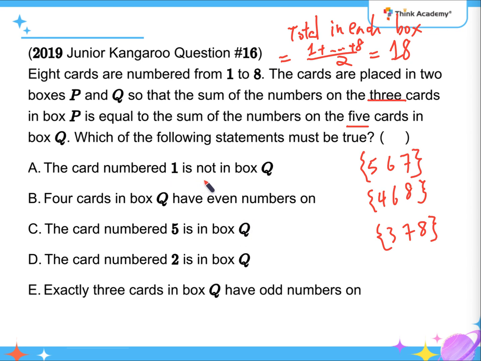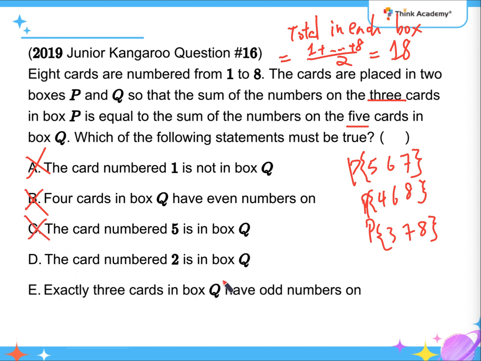The card numbered 1 is not in box Q. So these are all for box P, okay? Of course, it is in box Q, which means A is wrong. The 4 cards in box Q must have even numbers on. There are a total of 4 even numbers, but at least one has to be in P, which means that's wrong. The card number 5 is in box Q. Well, we are not sure about it because it can also be in box P. So let's leave it for now. Oh, it says must be true, then we can just delete it.